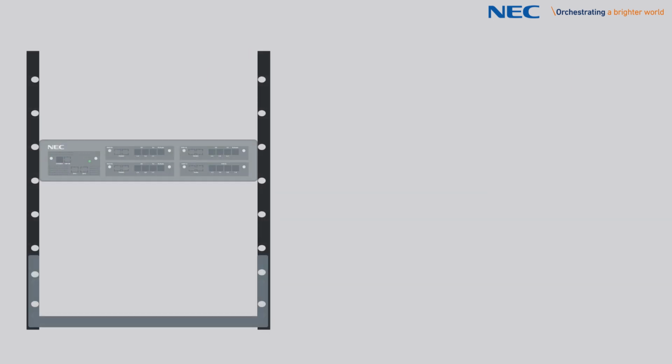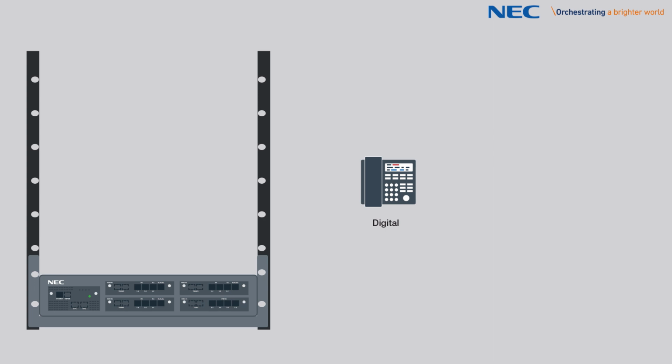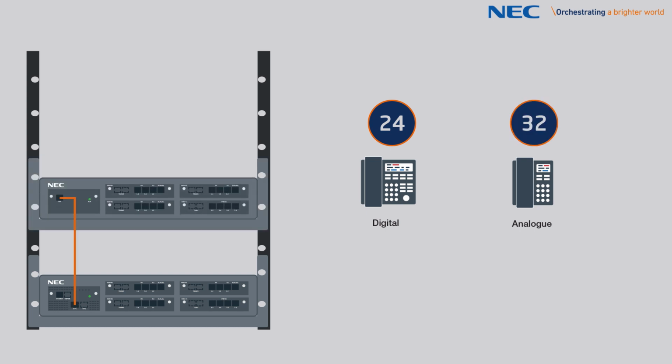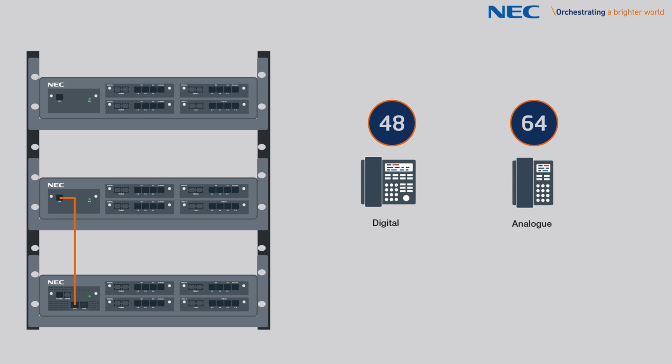In a single chassis configuration, the maximum number of multi-line telephone ports is 24, and the maximum number of single-line telephone ports is 32. When the system is increased to 2 chassis, this increases to 48 multi-line telephone ports and 64 single-line telephone ports. In a full 3 chassis configuration, the maximum number of multi-line telephone ports is 72, and the maximum number of single-line telephone ports is 96.